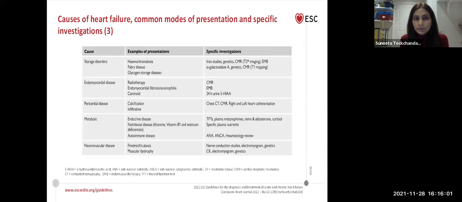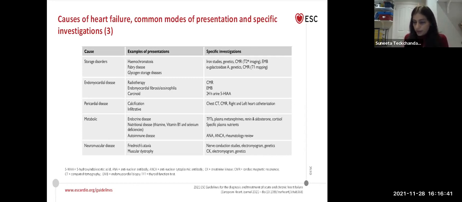Next slide, please. And then you have storage disorders, Fabry's disease, and glycogen storage, endomyocardial fibrosis, post-radiotherapy, carcinoids, pericardial diseases again, and you also have other systemic conditions causing heart failure: nutritional, endocrine diseases, thyroid problems, or even autoimmune diseases, to neuromuscular conditions, muscular dystrophy, Friedreich's ataxia, which go along with cardiac involvement. So that's a very thorough, detailed etiology list for heart failure.